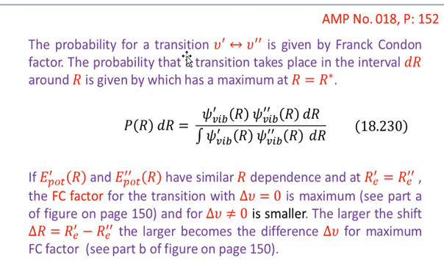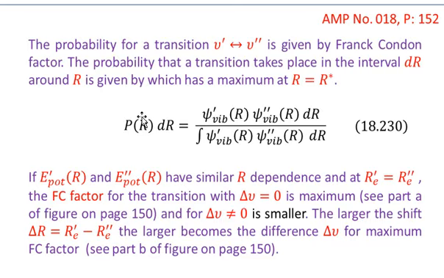The probability for a transition from the vibrational quantum number V single prime to V double prime, and vice versa, is given by the Frank-Condon factor. So you see that it is the Frank-Condon factor that determines the probability of transition, as I explained using the previous diagram. The probability that a transition takes place in the interval dR around capital R is given by an expression which has a maximum at R equal to R star.